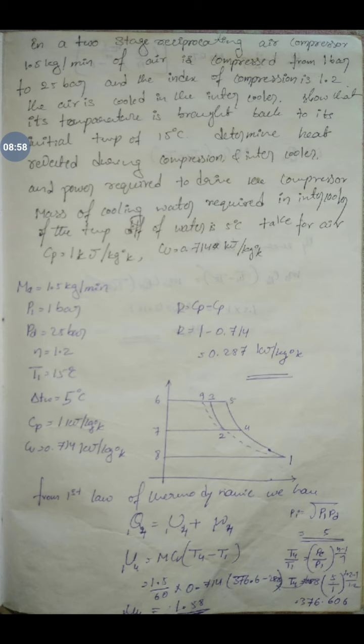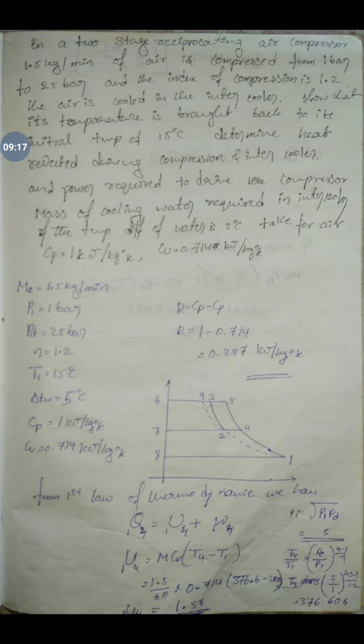So this is an entirely different problem, and he has given it without clearance. He is asking to take the value of Cp as 1 and Cv as 0.714. So now he is asking to find what is the amount of heat rejected during the compression 1 to 4.